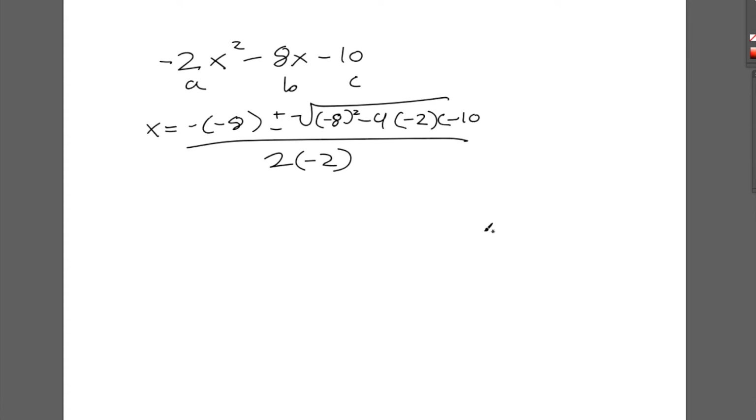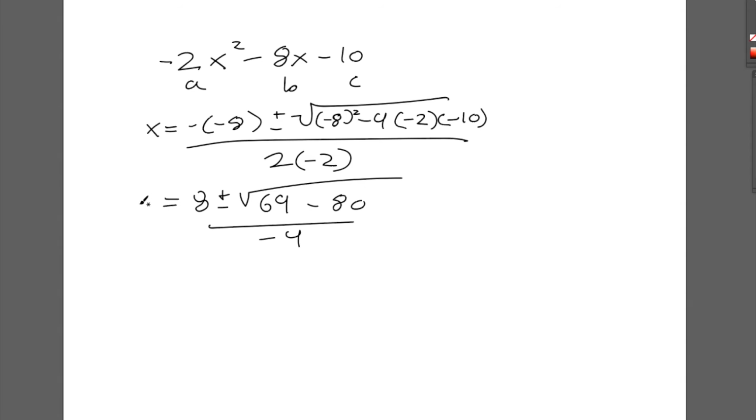So first thing you want to do is take care of what's inside of this radical right here. So what we're going to end up with is -8 squared, so that's 8 plus or minus. So -8 squared would be 64, and 4 times -2 times -10 gives you -80. And of course, 2 times -2 is -4.